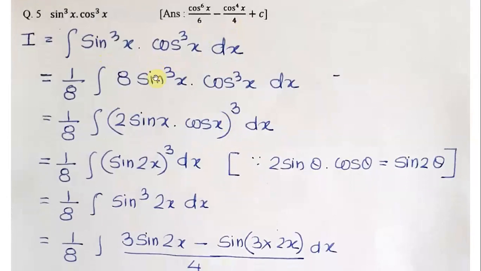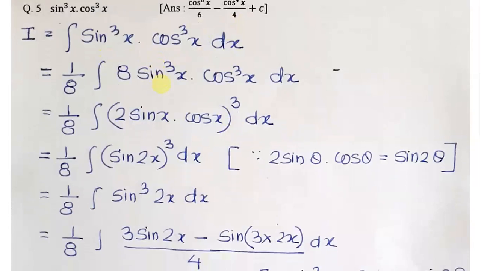Now sin cube x into cos cube x. Sin cube x into cos cube x. What I am doing here, 8 I am multiplying and 8 I am dividing. You will say earlier you were multiplying by 2 and dividing by 2. So the reason behind that, these 3 terms, because 8 is a cube of 2. So I am writing these 3 terms as a whole cube. So see, 2 cube will become 8.